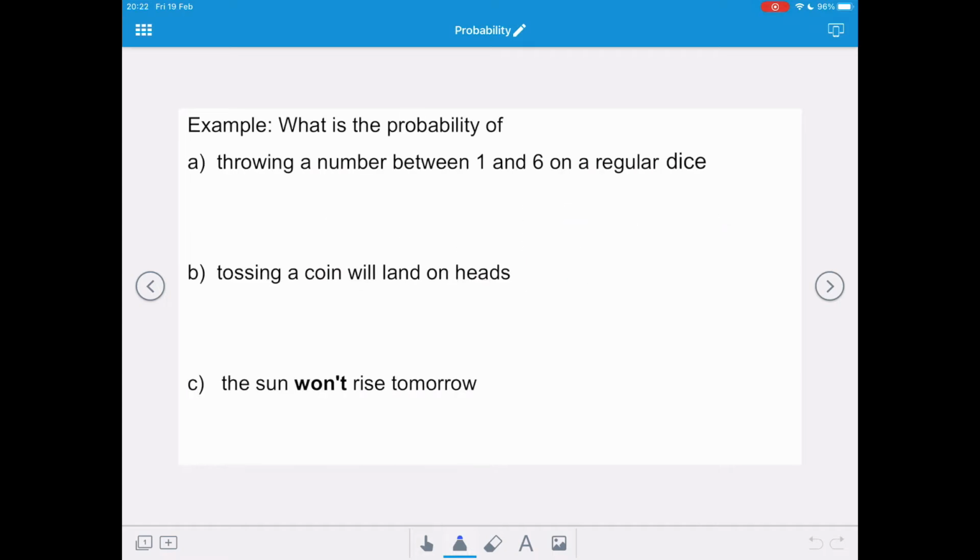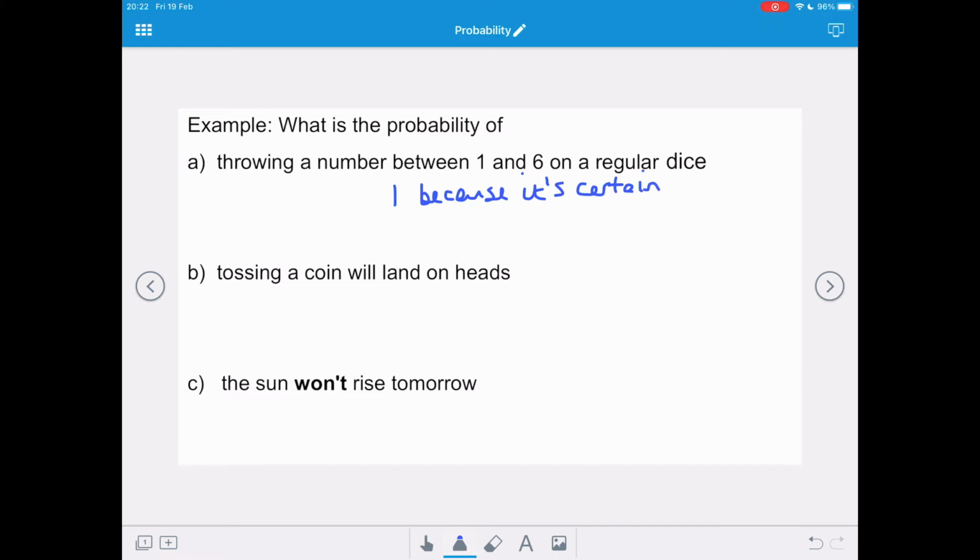For example, what is the probability of throwing a number between 1 and 6 on a regular dice? Well, a regular dice has the numbers 1 to 6. So by throwing the dice, we've got a probability of 1 because it's certain that we will get one of these numbers when we throw the dice.